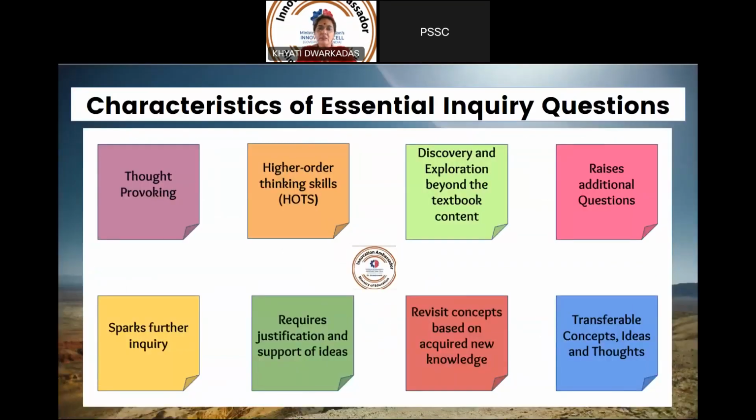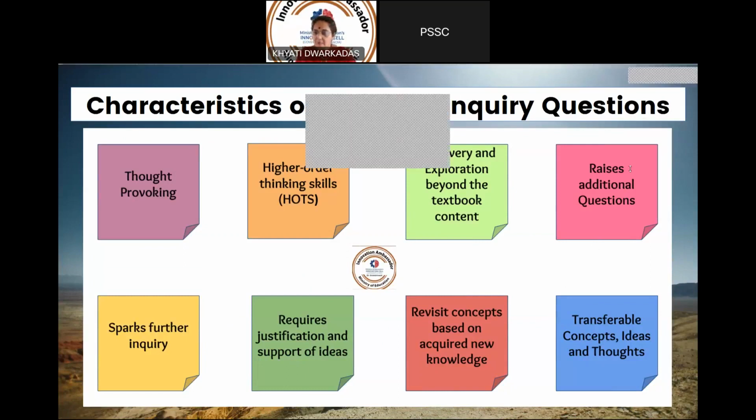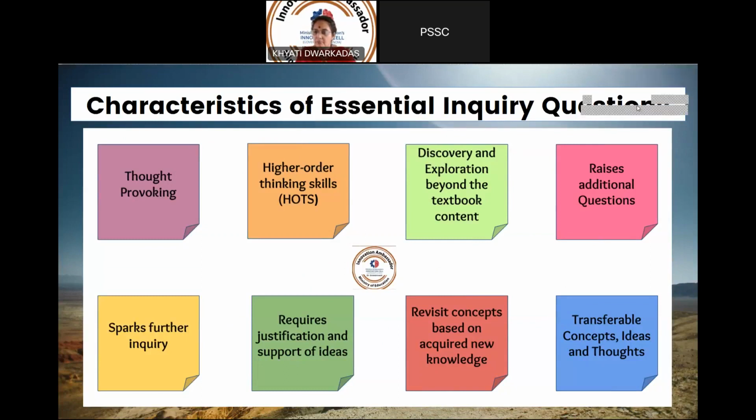And look at these. These are the characteristics of essential inquiry-based questions. They have to be thought-provoking. They have to have higher order thinking in them. There has to be discovery, exploration, go beyond the book. It should raise additional questions. It should spark further inquiry. It requires justification, supports ideas. It needs us to revisit concepts, acquired or new knowledge, and transferable concepts, ideas, and thoughts.